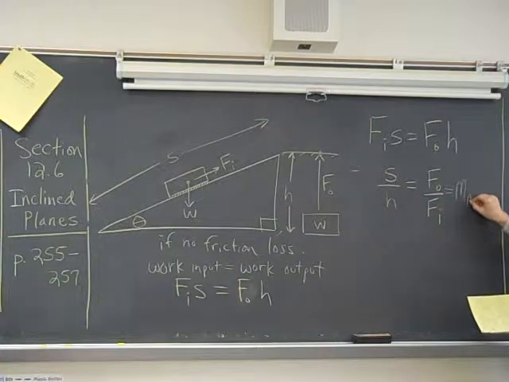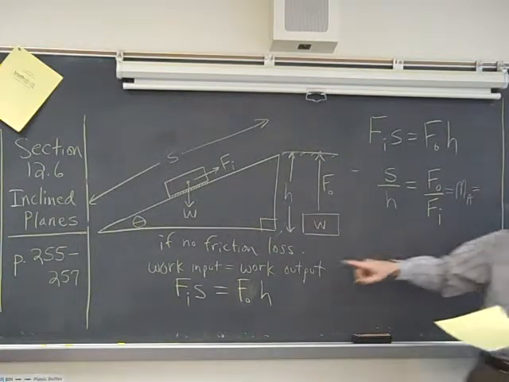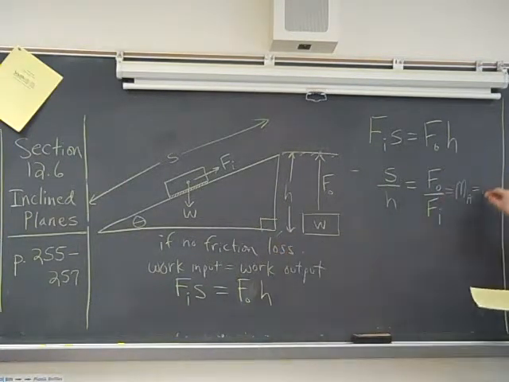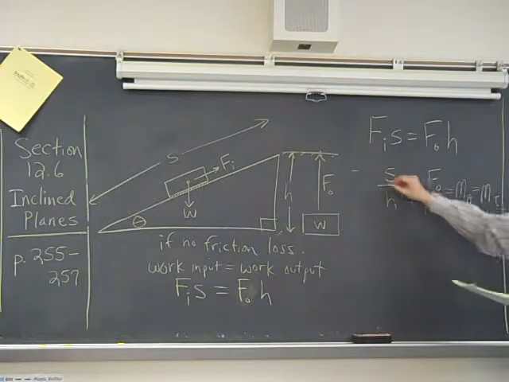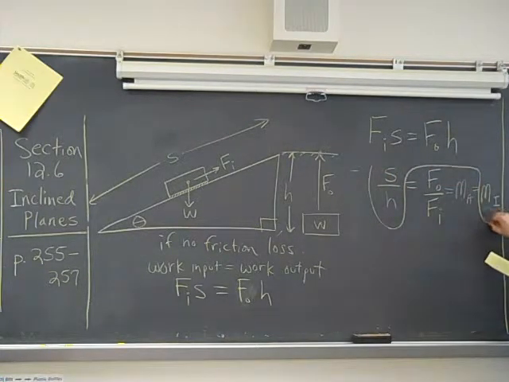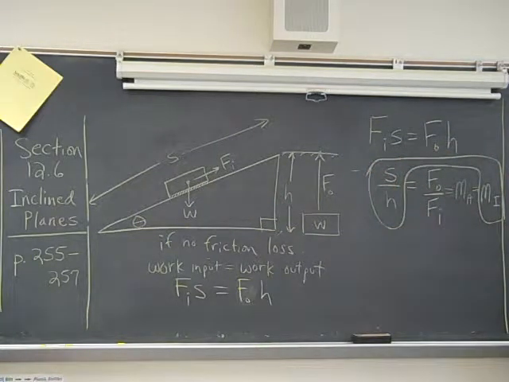This is actual mechanical advantage, which, remember, with no friction loss is the same as ideal. So here we go. If this equals this equals this equals this, do you buy this then? There is our ideal mechanical advantage equation for an inclined plane.